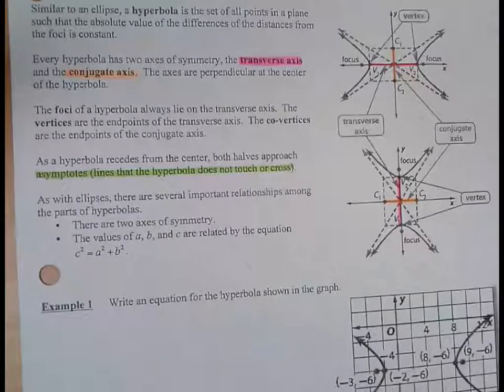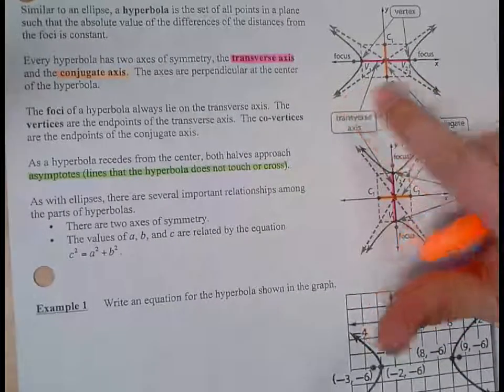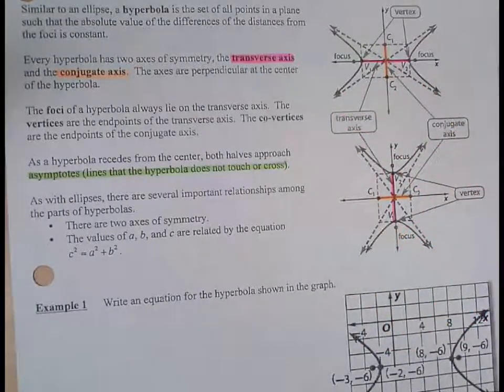So the asymptotes are going to help us actually graph the hyperbolas, but you can kind of notice as the curves of that hyperbola extend outwards, they kind of follow where those asymptotes are going. They don't cross them, they don't touch them.